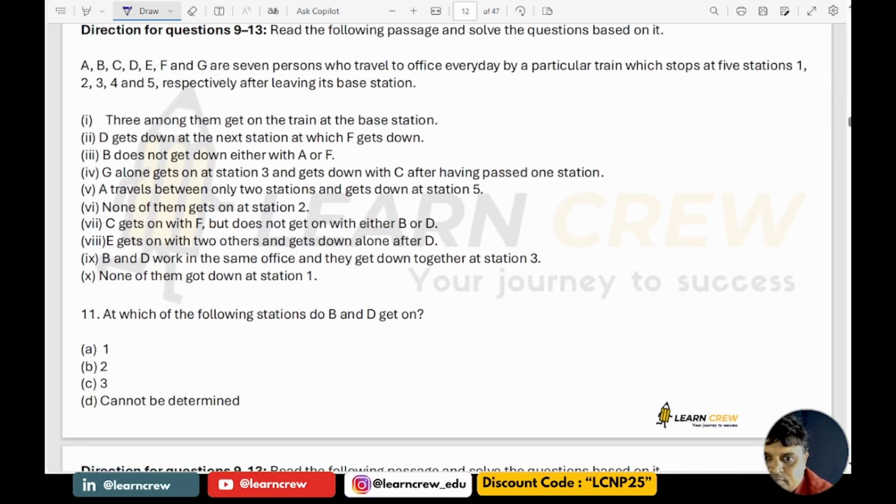Next. Question number 11. At which of the following stations do B and D get on? It also you cannot say. It can be base station or first station.